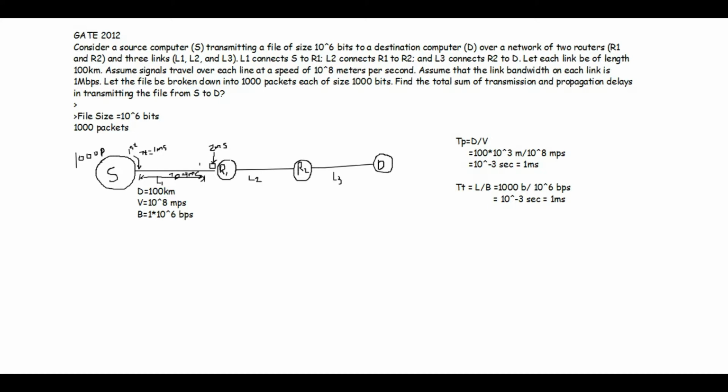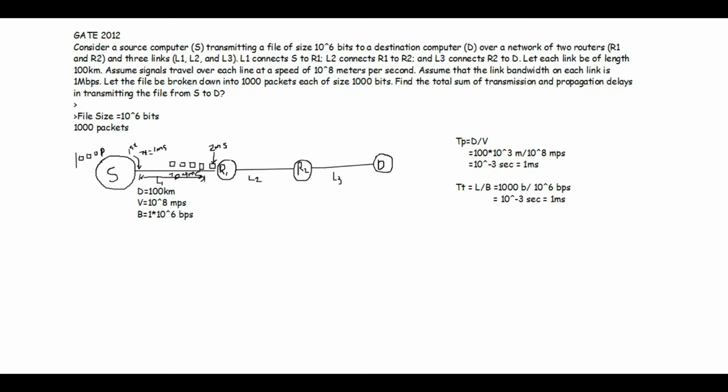Okay, so the first packet will reach router 1 after 2 milliseconds, and while this packet is being transmitted, the other remaining packets are also being transmitted onto the outgoing link.